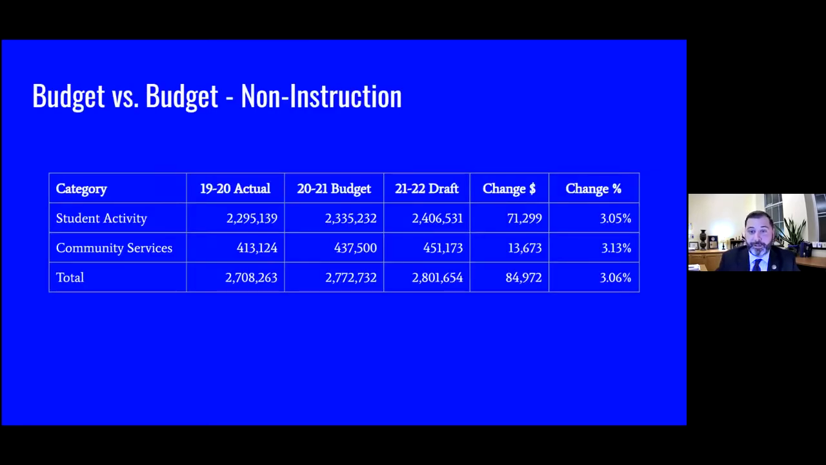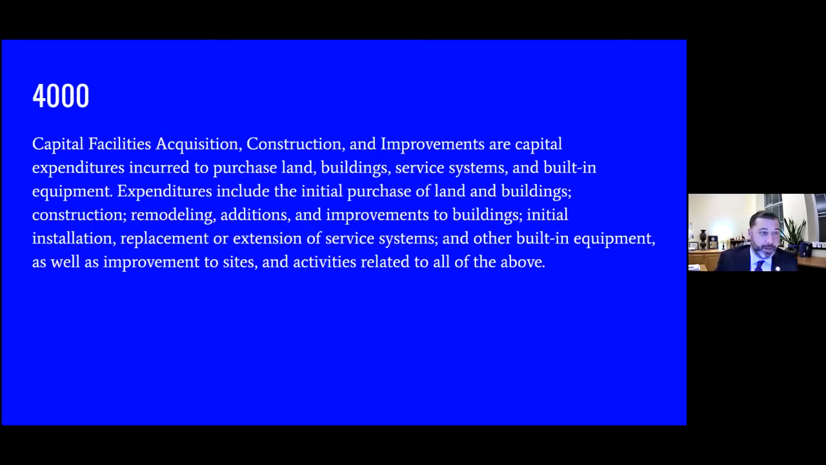So again, to look at that in a dollar for dollar change over the budget last year, it's just a 3.06% increase, and again, mostly due to salaries and benefits. Our capital facilities acquisitions, we do not use the 4000 section here in our general fund. This is reserved for our capital reserve fund and our capital projects funds here at Mount Lebanon.